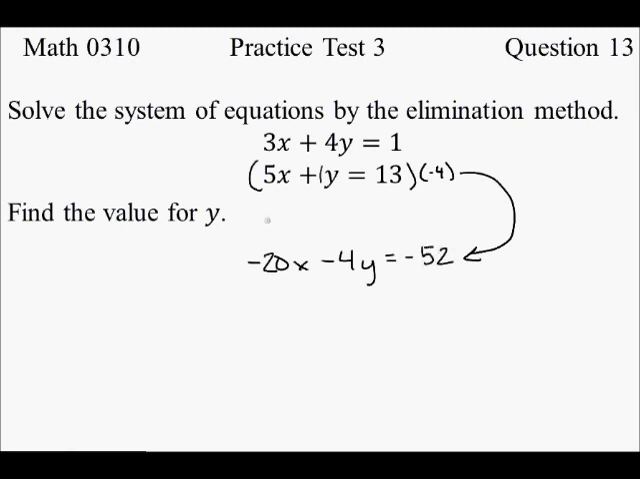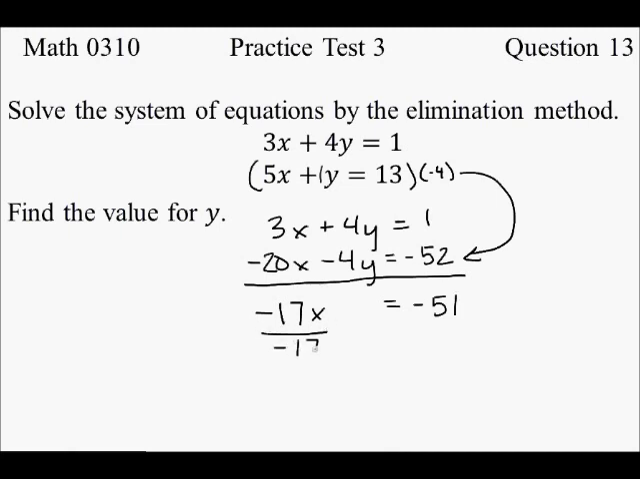Alright, let's copy down our other equation. The top equation was 3x plus 4y equals 1. And now here we can see our y's are going to cancel. And we get 3x minus 20x is going to be a negative 17x, equals 1 plus a negative 52, which gives us negative 51. And we'll divide by negative 17. So here we get x equals 51 divided by 17 is 3. And these are the same sign, so it's a positive 3.